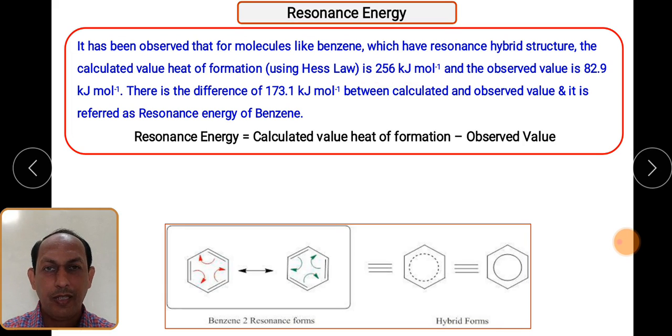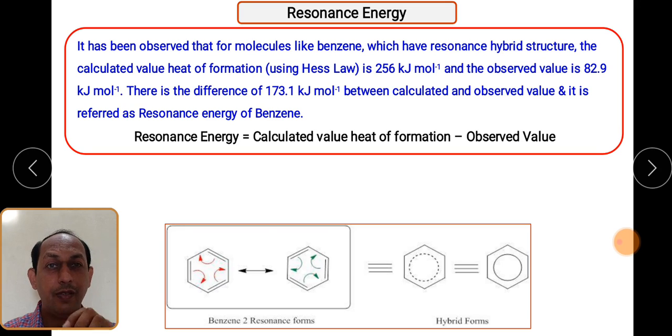What we can say is that for benzene to form, 256 kilojoule per mole of energy should be required, but it is observed that only 82 kilojoule is required. So there is a difference of 173.1 kilojoule. There are two values: one is calculated by using Hess law and another is observed. The observed is quite lesser compared to the calculated. Why? Because of the resonance hybrid structures or delocalization of pi electrons.